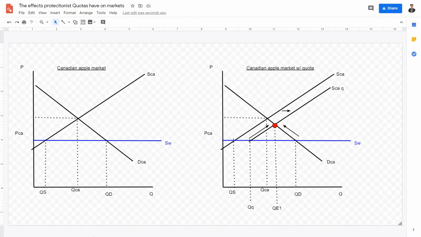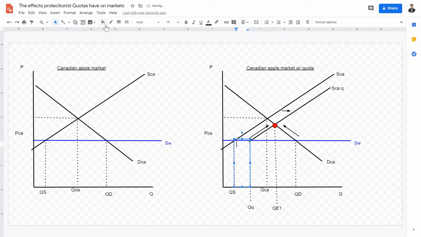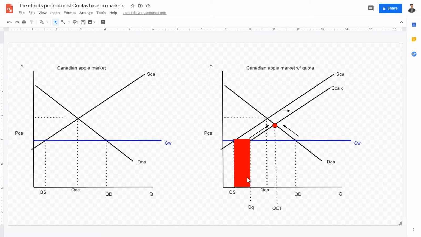So how do we illustrate this? Let's say this is the Canadian apple market, and the government enacts a protectionist quota that the international community may only import this many apples. This red box right here, between QS and QQ, the quantity quota, is how much apples may be imported into Canada. Anything exceeding this may not be imported. Remember, original imports are between QS and QD, but now the foreign companies may only import QS to QQ.